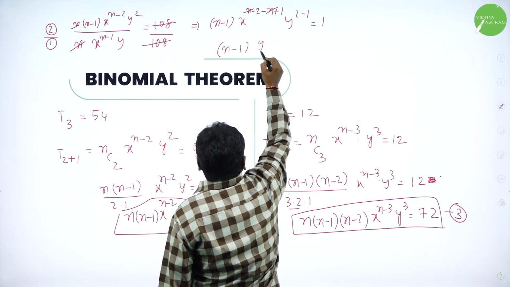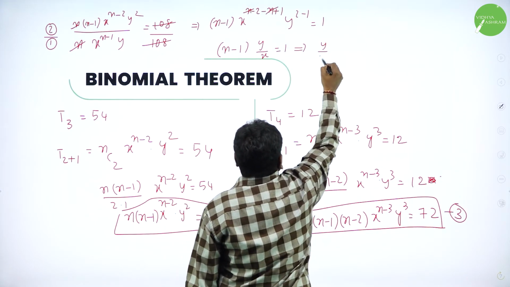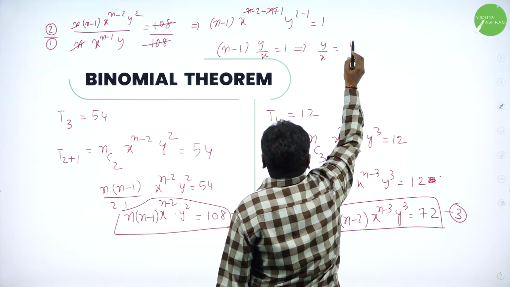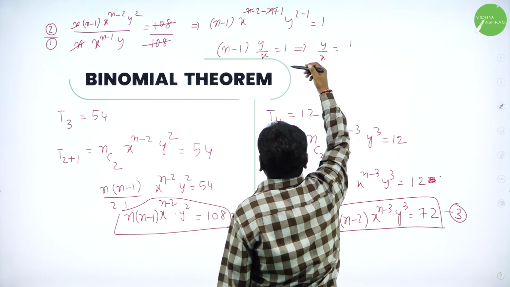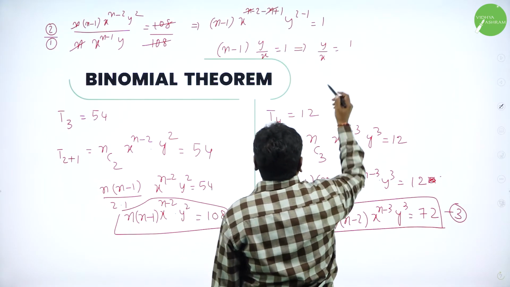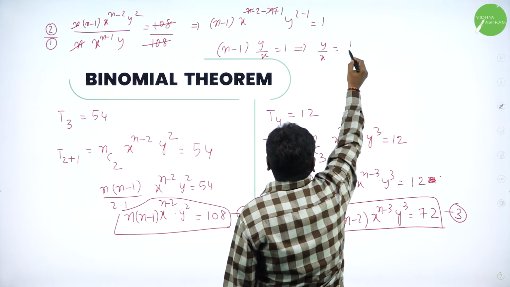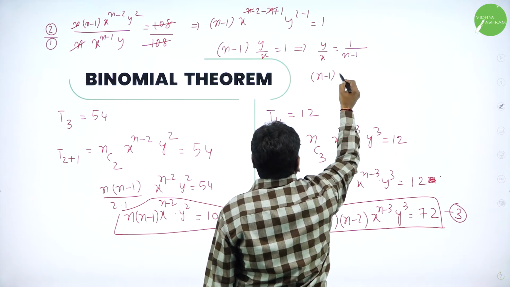So y by x is what? 1. That implies you got y by x value. What is y by x? 1 by n minus 1. So y by x is 1 by n minus 1, or if you want x by y, x power minus 1, it will become x by y. So if you want x by y, you transfer this side, n minus 1 is x by y.